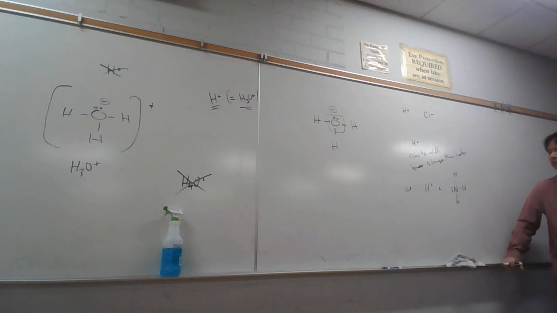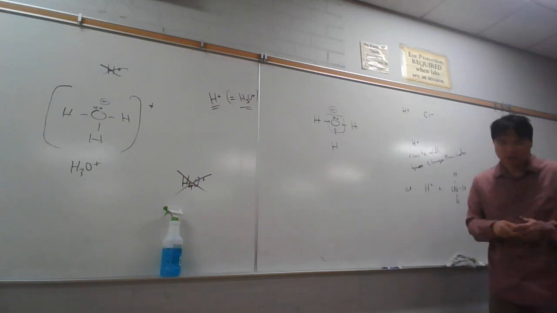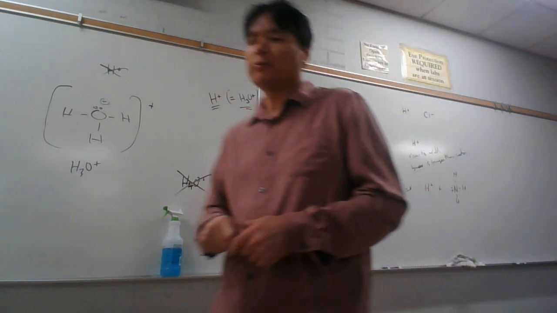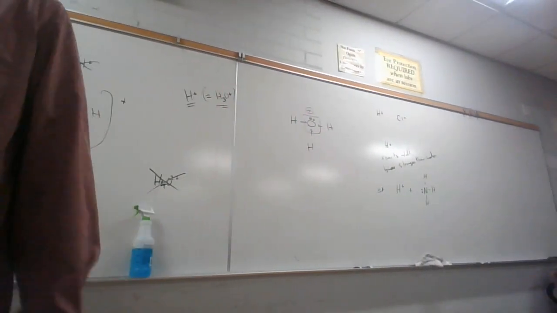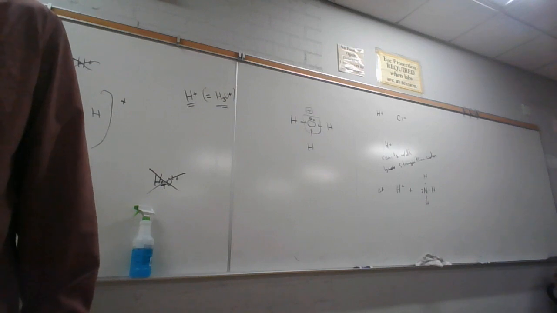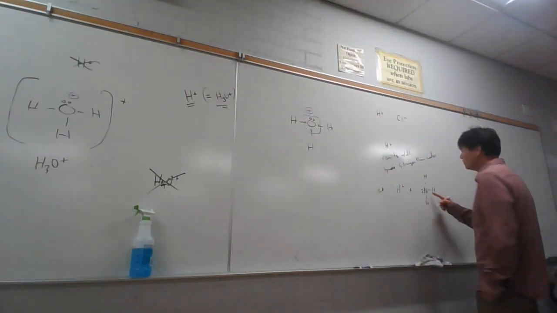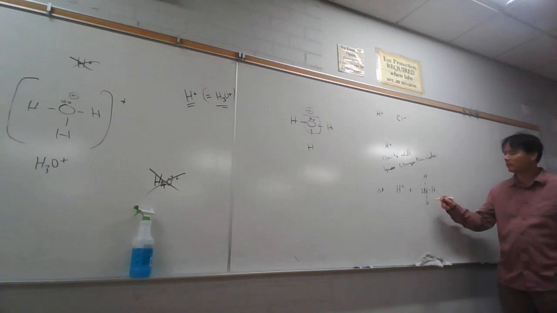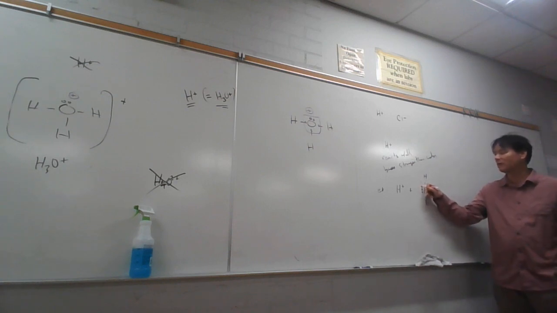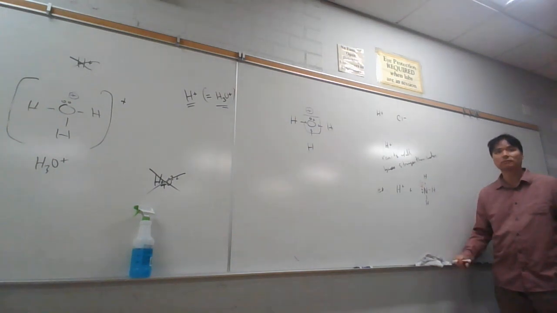I'll draw out the Lewis structure for ammonia here. When we do bond polarity, we just look at delta EM. What's more electronegative, nitrogen or hydrogen? Nitrogen is more electronegative. So what that's going to do is something called polarization of this bond. It's going to polarize it towards nitrogen, making nitrogen delta minus.